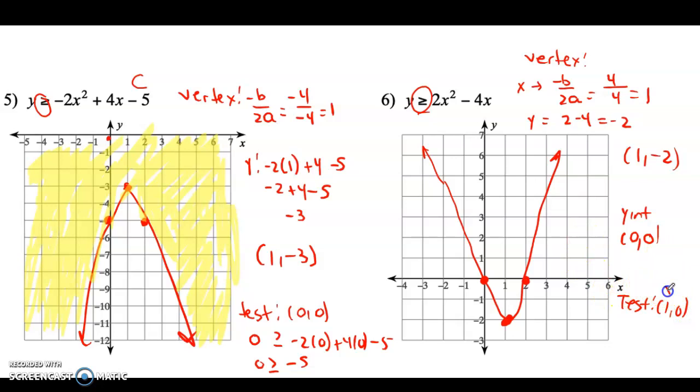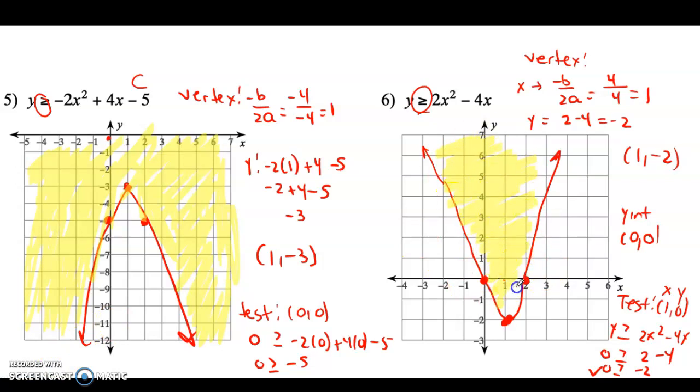So again, this is my x-coordinate and that's my y. So when you take the original equation here, and I'll write it out, y is greater than or equal to 2x squared minus 4x. So 0 is greater than or equal to 2 minus 4, 0 greater than or equal to negative 2. That is a true statement. So again, we use 1, 0 as a test, which is right here. So we are going to use a highlighter and shade inside.